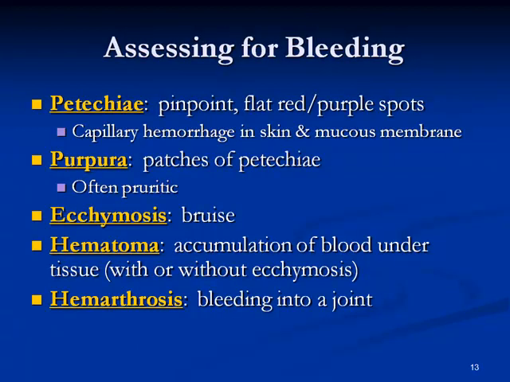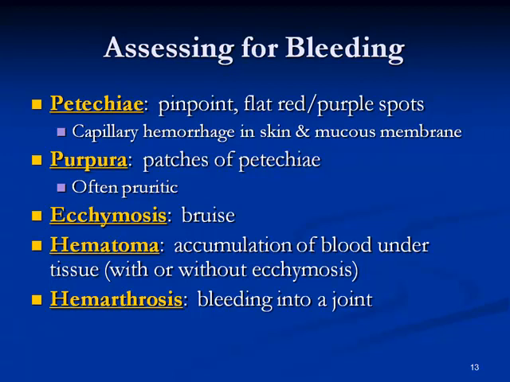So just some terminology for you to be familiar with. Petechiae are the little pinpoint red flat areas. We often talk about petechiae on the chest, but they can happen anywhere. Various diseases cause them in different places. And that's just hemorrhage of little capillaries in the skin. Purpura are when patches of petechiae come together and form a continuous area, and we've got some pictures of these. Purpura is often itchy. Ecchymosis is just a fancy name for a bruise.